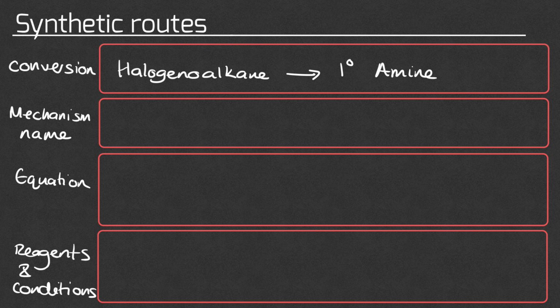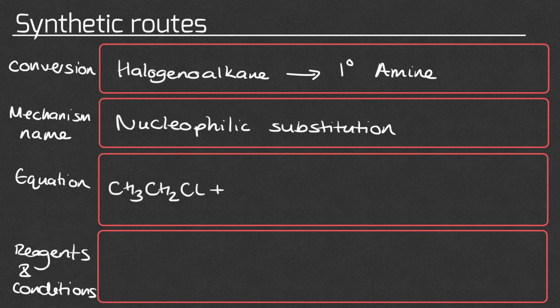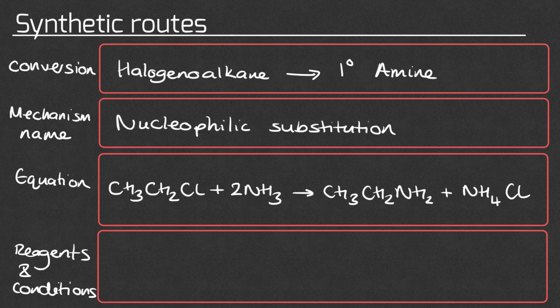For the conversion of a halogenoalkane into a primary amine, this uses the nucleophilic substitution mechanism. An example equation shows our halogenoalkane reacting with two equivalents of ammonia to produce our amine and 1 molecule of NH4Cl.